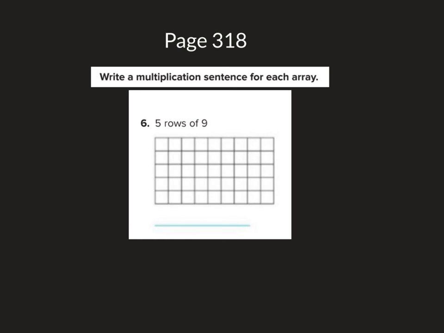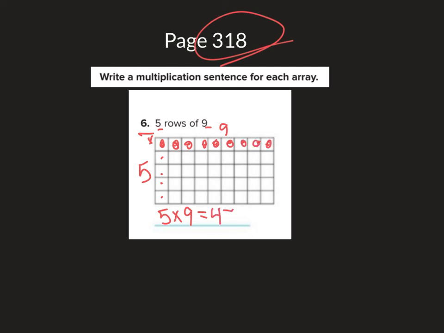And then here it says write a multiplication sentence. This is page 318, number 6. Write a multiplication sentence for each array. So we have 5 rows of 9. I have 1, 2, 3, 4, 5 rows of 1, 2, 3, 4, 5, 6, 7, 8, 9. So I am going to write my multiplication sentence as 5 times 9. Now let's figure out what that would be. 5, 10, 15, 20, 25, 30, 35, 40, 45. 5 times 9 is 45.